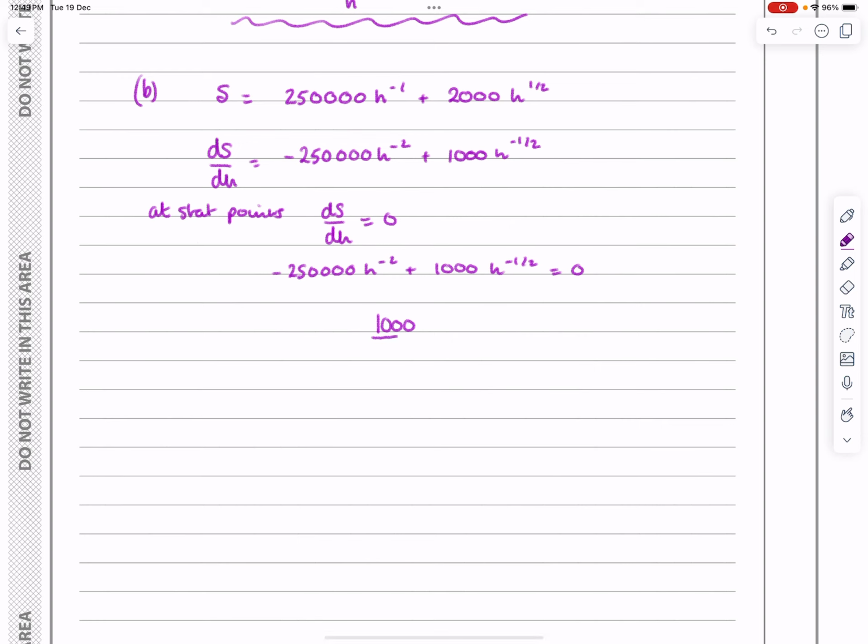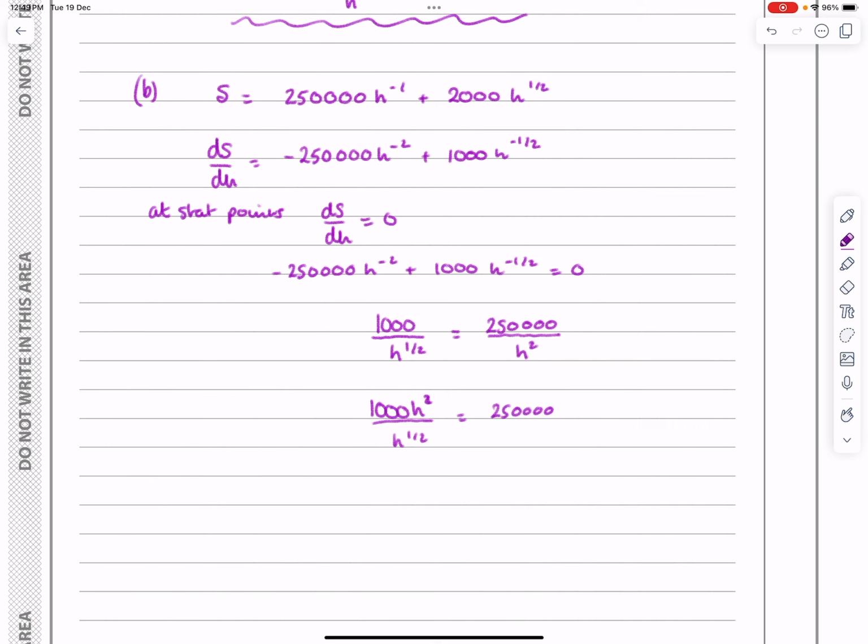Well, let's tidy up that at the same time. 1,000 h to the minus a half is over h to the half, and 250,000 h to the minus 2 is over h squared, like that. So if we multiply everything by h squared on that side, I'm actually going to end up with 1,000 h squared over h to the half equals 250,000.